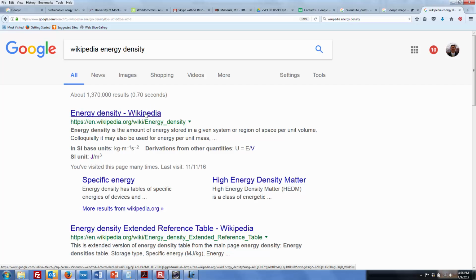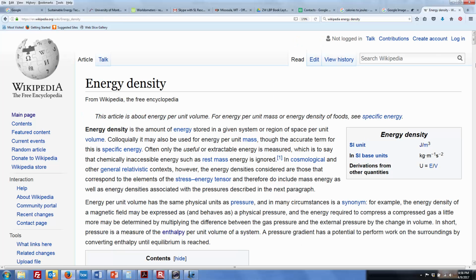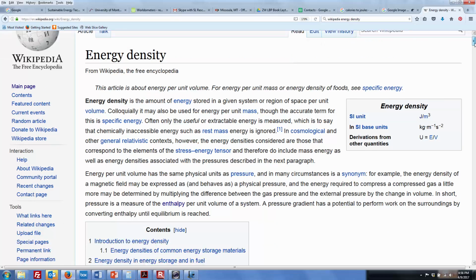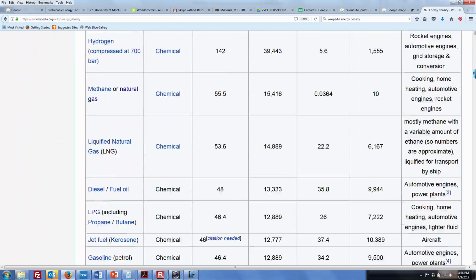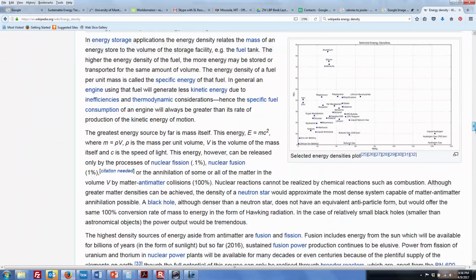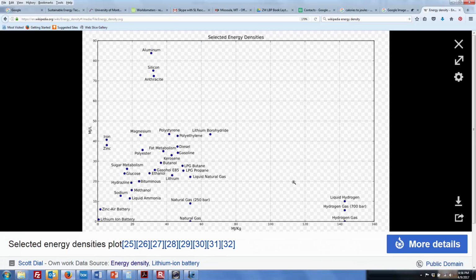Let's try again. Energy density on Wikipedia. Let's go. Come on. Okay, come on. Much better. Much better. Okay.